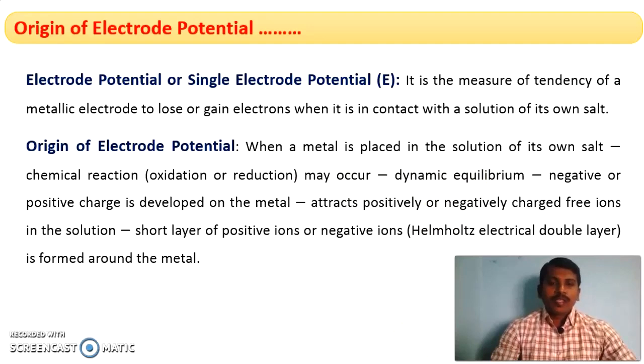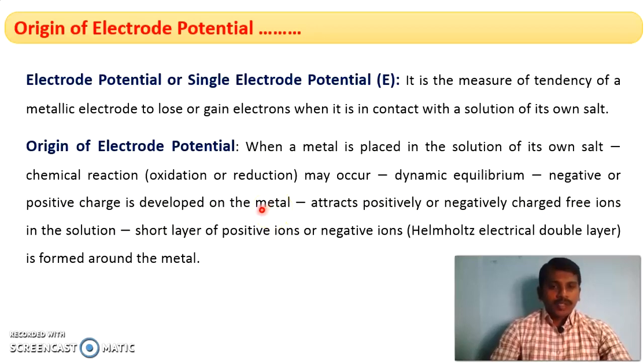Because of the establishment of dynamic equilibrium, the electrode develops a negative charge or a positive charge. Depending upon the chemical reaction, that is either oxidation or reduction, the dynamic equilibrium will be established. Based on that, a negative charge or positive charge will be developed by the metal.